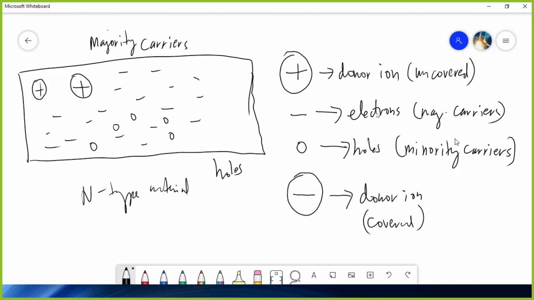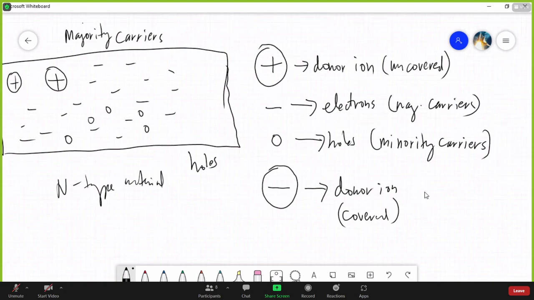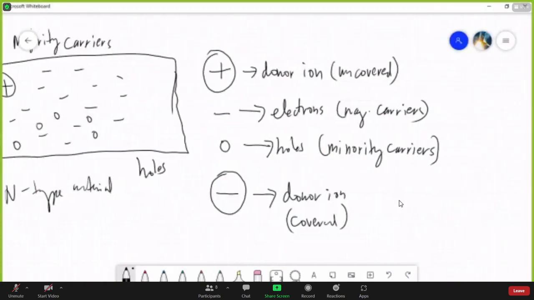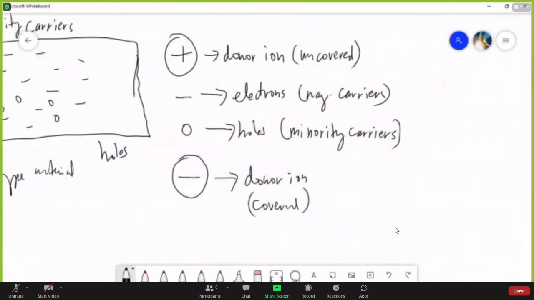Meron tayong malaking bilog na merong negative. Donor ion pa rin siya, pero ito pa yung hindi pa nagbibigay. Hindi pa siya nagdo-donate. Merong mga nag-i-exist na gano'n, hindi pa nakakapag-donate. So these are called covered. Yung kanina, uncovered yung nakapagbigay. Okay. Next. So proceed tayo with P-type material.